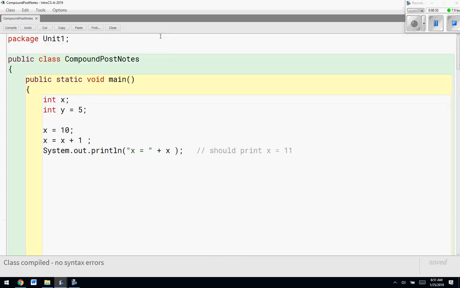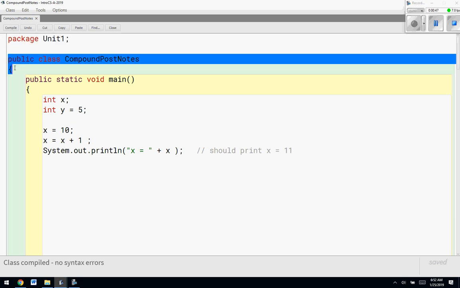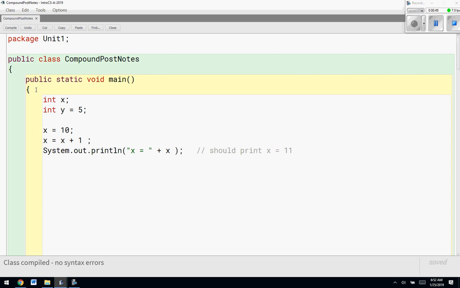Okay, now that everyone's done that, let's go over these notes. So remember, you should have package unit 1, public class, compound, post notes, public static void main. These are things that you should have in all of your programs.